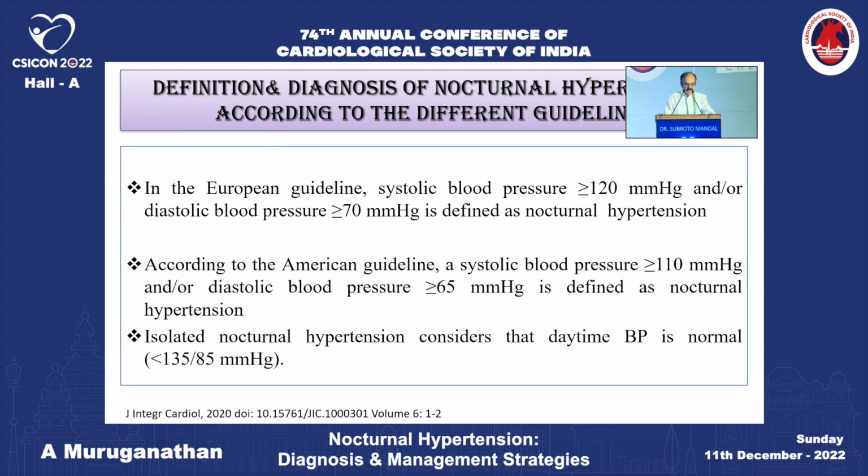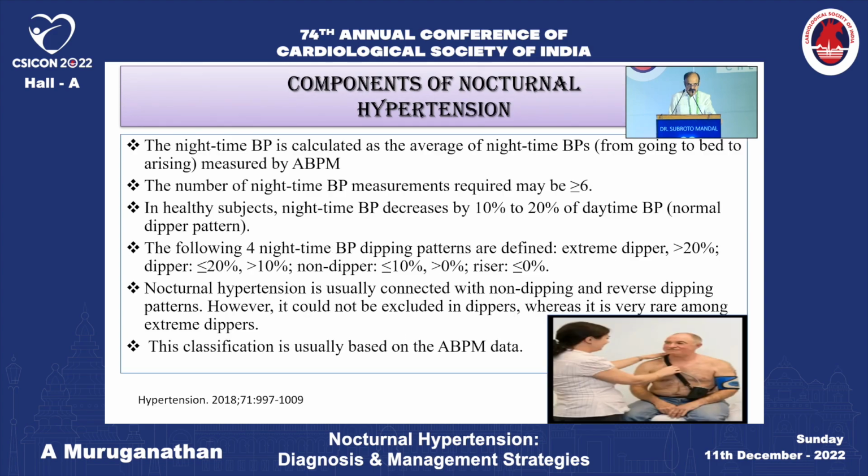The definition in the European guideline, systolic blood pressure more than 120 and diastolic more than 70, is defined as nocturnal hypertension. Whereas according to the American guidelines, the systolic blood pressure is 110 and the diastolic is 65. Isolated nocturnal hypertension considers the daytime BP is normal, that is less than 135/85.